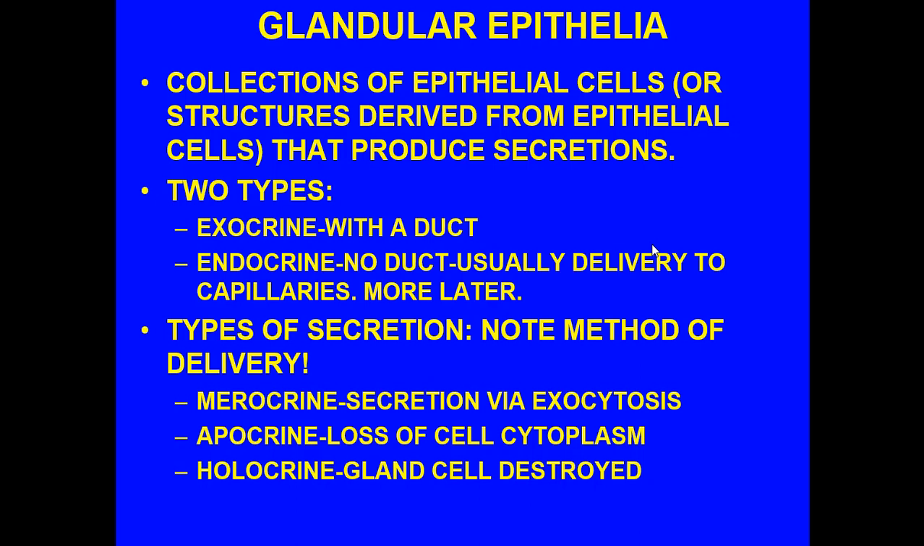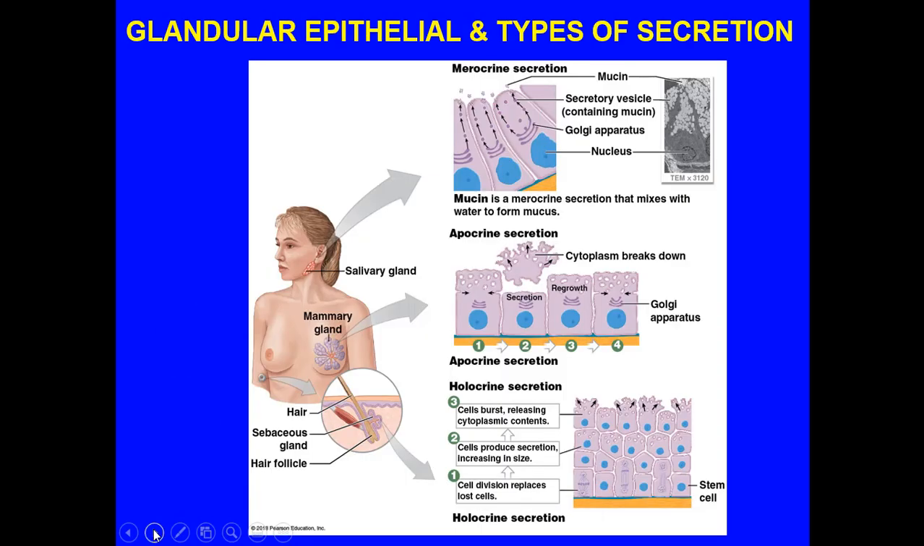Apocrine is a loss of the cell cytoplasm. So huge or large sections of the cytoplasm are released, which contain vesicles of the secreted product. Holocrine is even more interesting because that gland cell will destruct, and as it does, it will release all these vesicles containing a certain product. So you've got three ways.